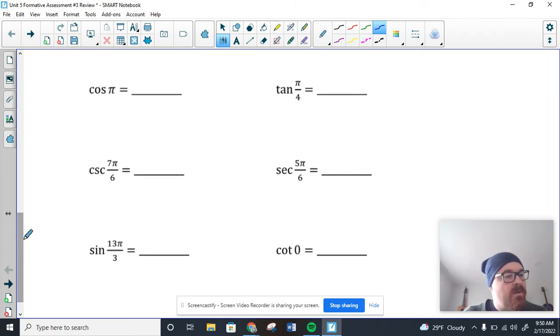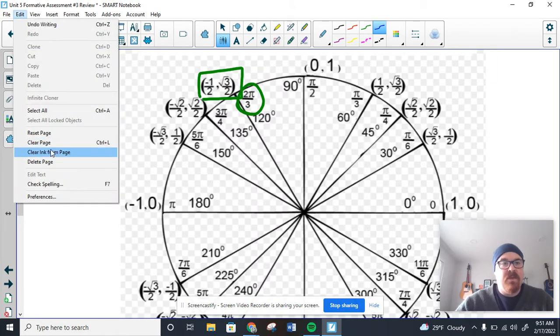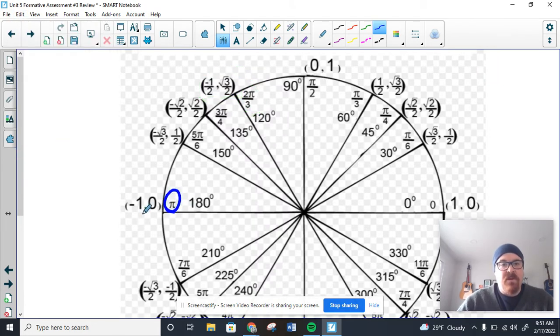Okay, let's do our last few here with this quiz review. So we're picking and choosing now which of these functions we're going to do and which angles. I'm going to keep repeating the same thing I've been saying in class, and that is find the angle first. Do you know where pi is on the unit circle? Okay, pi is over here, so we're using these coordinates.